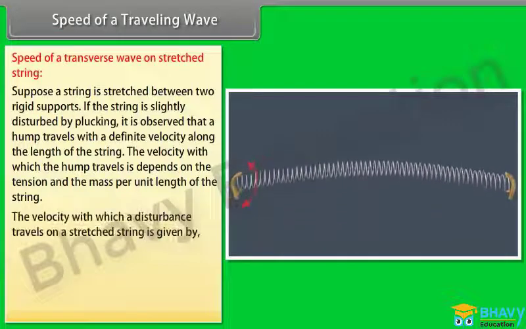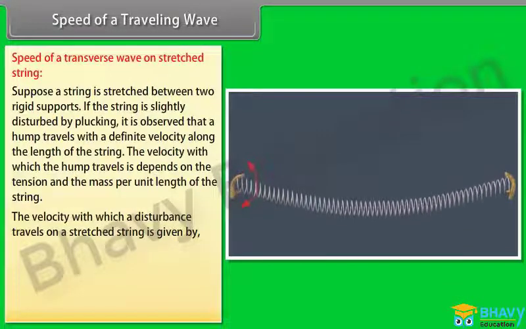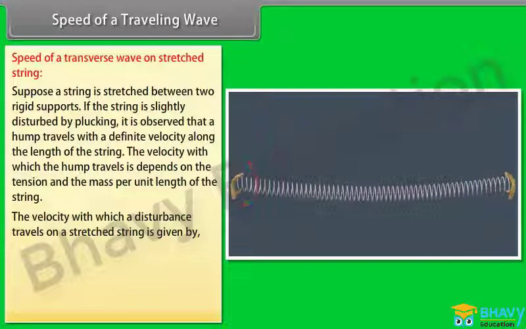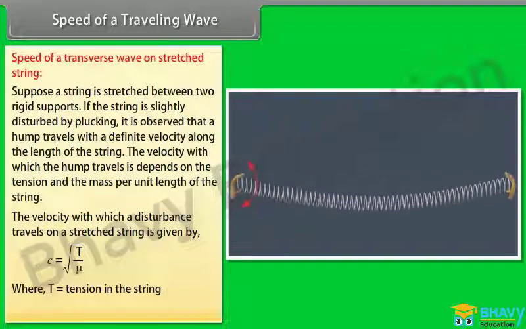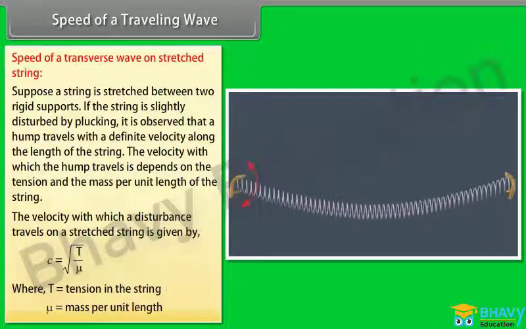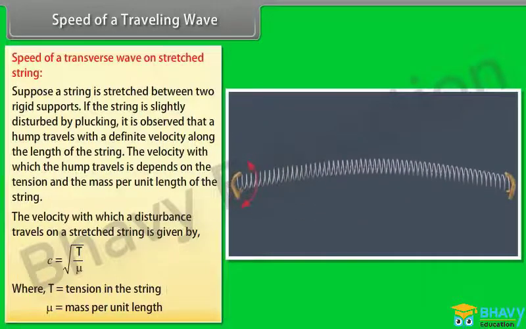The velocity with which a disturbance travels on a stretched string is given by c = √(T/μ), where T is the tension in the string and μ is the mass per unit length.